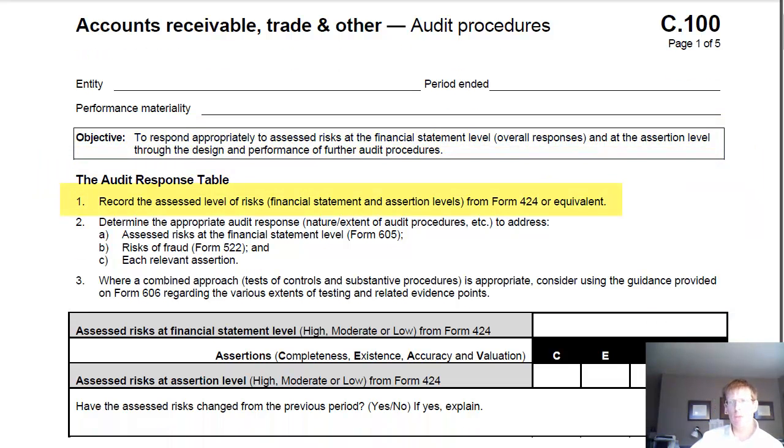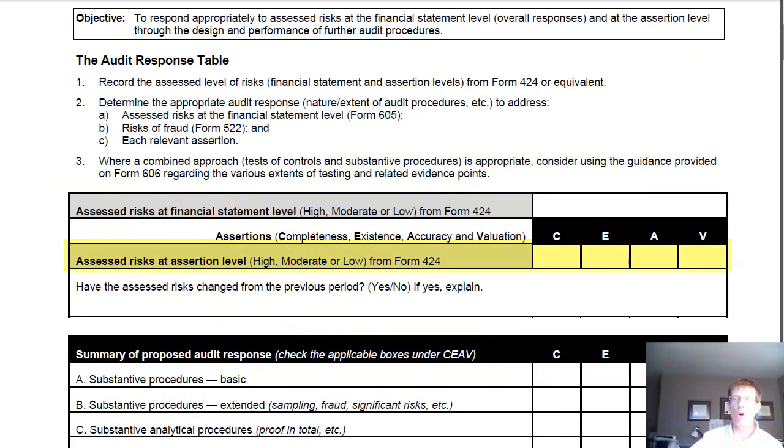So notice that our first instruction here asks us to record the assessed level of risks from a previous form, which was the form that we actually filled out in the previous lesson when we documented our findings after our test of controls supporting our control risk assessment. Those will get reported right here at the assessed risks at the assertion level: high, moderate, and low.